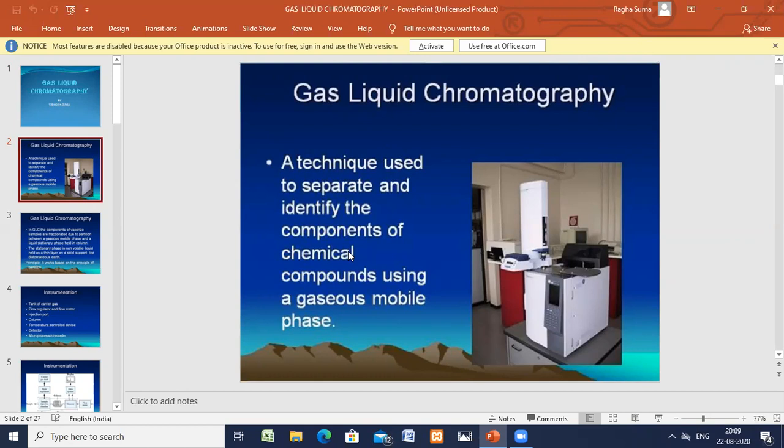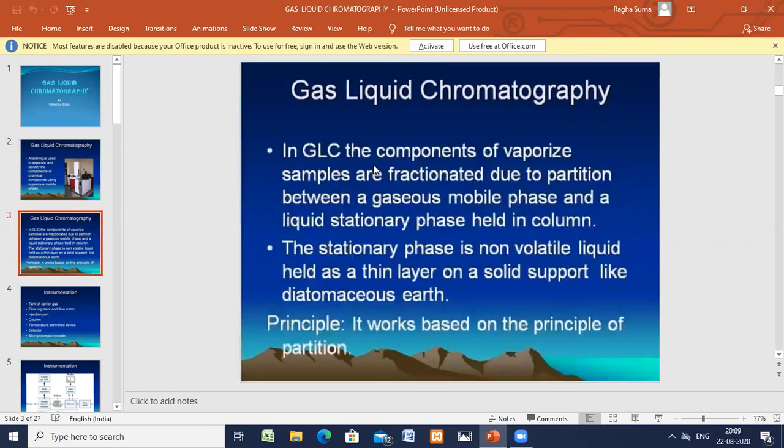Before going further, we'll see the principle of GLC. In GLC, the components of the vaporized sample are fractionated due to partition between a gaseous mobile phase and a liquid stationary phase in the column. The stationary phase is a non-volatile liquid. It is held as a thin layer on a solid support like diatomaceous earth. Its principle is completely based on partition.